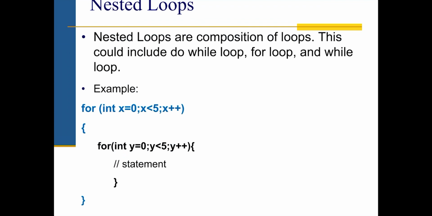So we'll move to the nested loop. Nested loops are compositions of loops. This could include the do while loop, the for loop, and the while loop. Example: for, then you bring your parenthesis, int x is equal to 0, then you terminate, x less than 5, x plus plus. And this is for a for loop. Then you open your curly brace, then write your statement inside that curly brace.